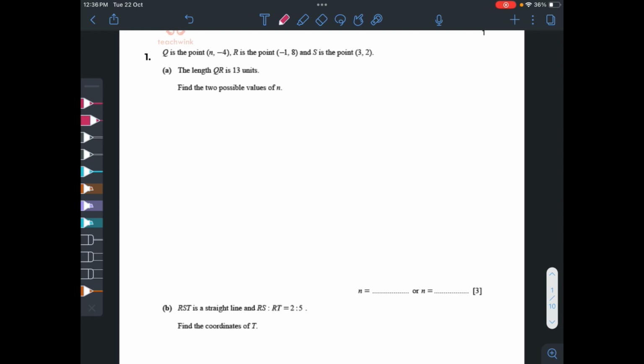So the first question says Q is the point (n, -4), R is the point (-1, 8), and S is the point (3, 2). The length of QR is 13 units. Find the two possible values of n.